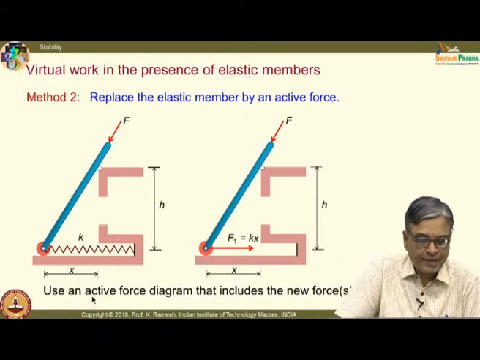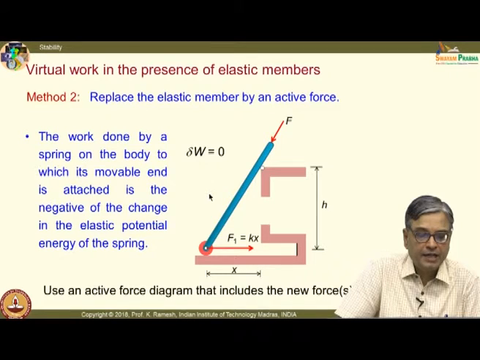So, you use an active force diagram that includes the new forces and then solve the problem. So, I have delta W equal to 0 as the basic equation, and you could have the right hand side replaced by energy, that is what is listed here, or treat the spring as an active force in this direction and write basically this equation.